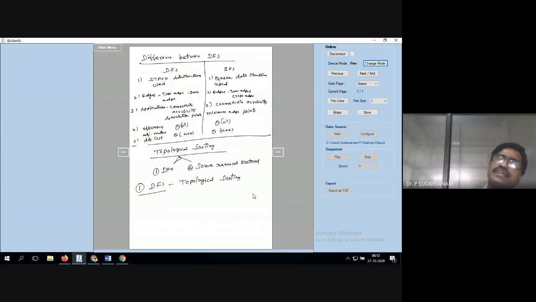The way in which you are visiting the first node, second node and so on, that is what topological sorting is. Now write the diagram here.